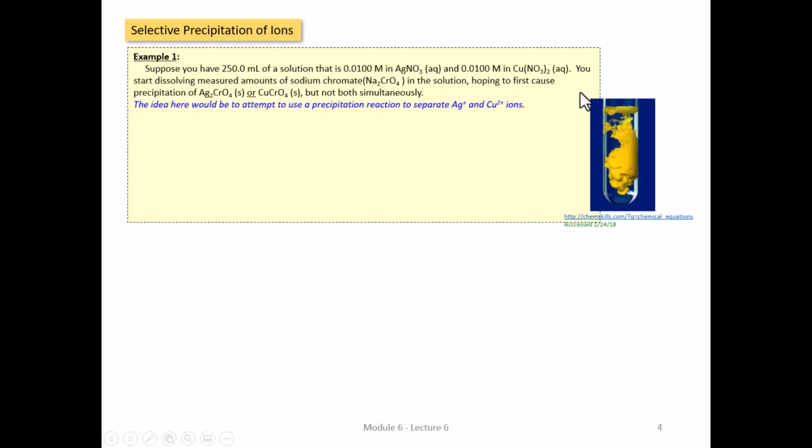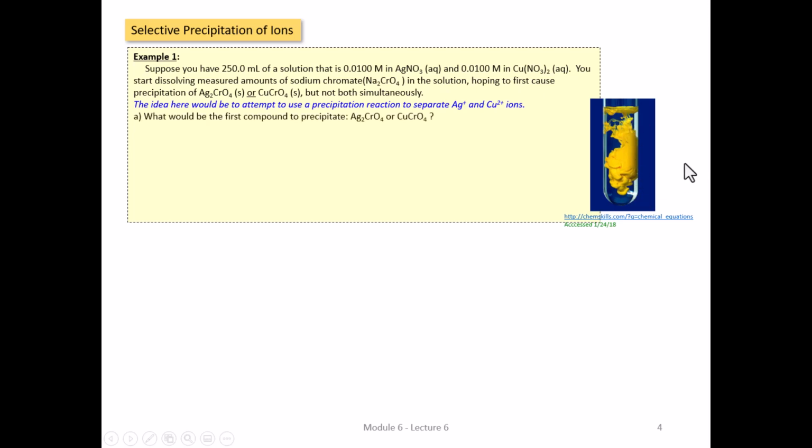Well, the idea here would be to attempt to use a precipitation reaction to separate silver ions and copper ions. Now, chromate salts, when they form, are typically yellow. This is a common color for a chromate salt, so you might see, when you do this experiment, a precipitation that looks something like that.